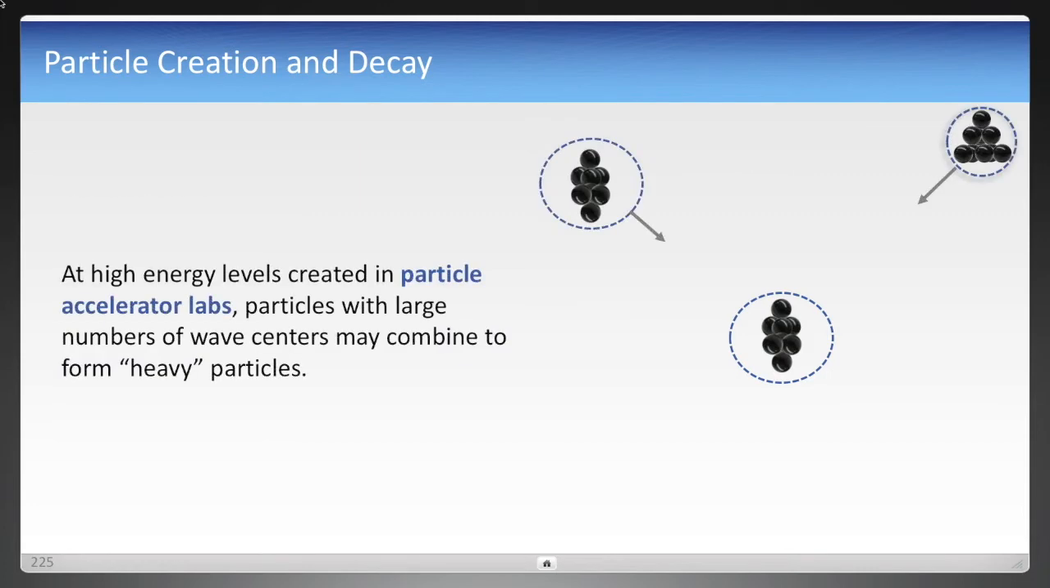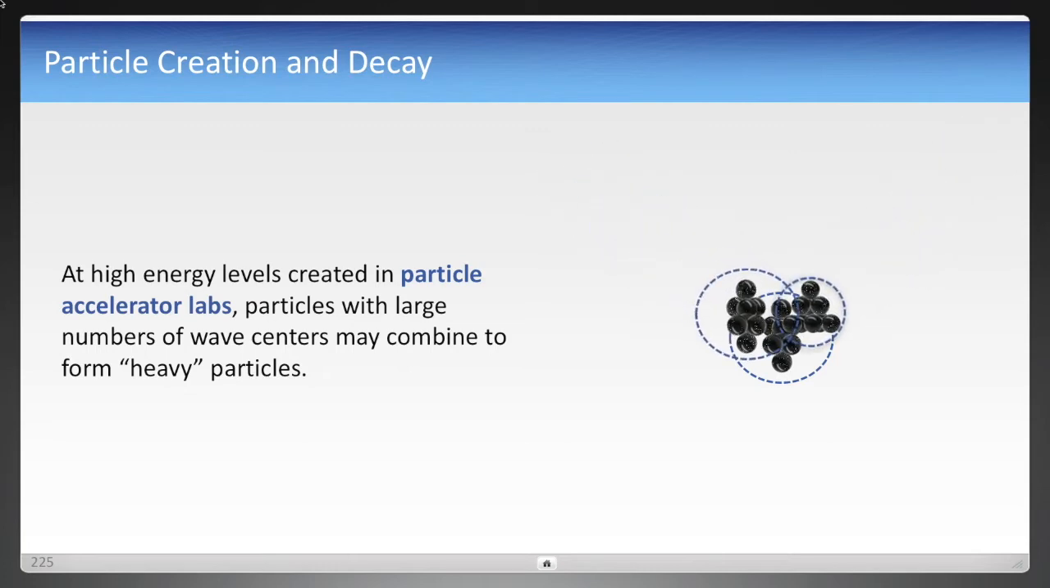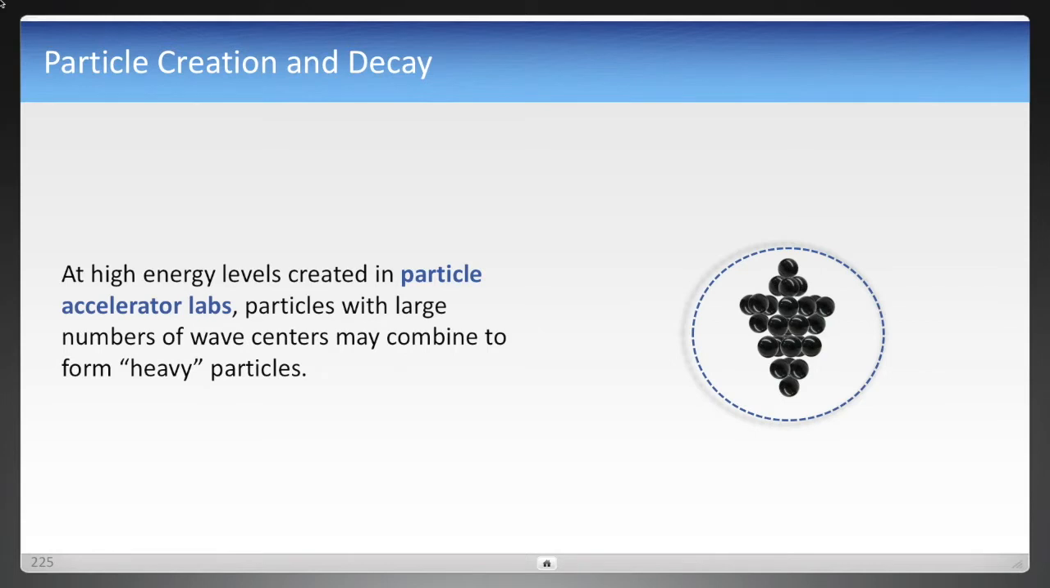And what is also seen in particle accelerator labs here on Earth is at higher energies now, more wave centers might combine, and these create very heavy particles. And the more energy that's thrown at this, the heavier the particles. Well, that's because there's more wave centers combining.